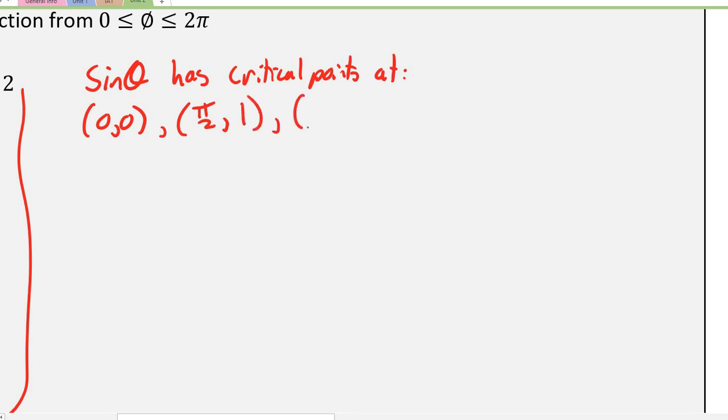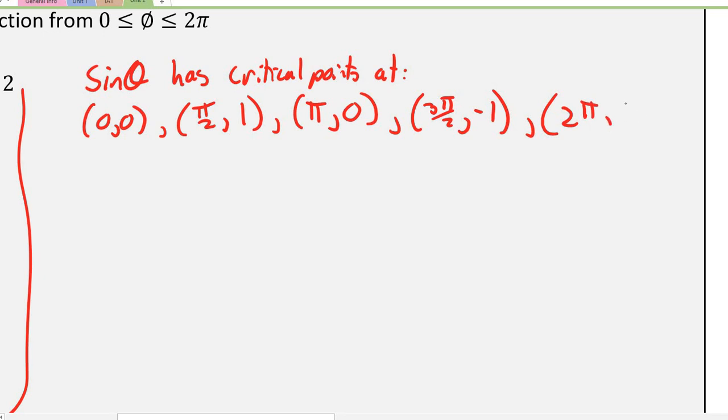After it gets up to the peak at 1, it goes back down to the midpoint at pi. And then we have a trough at 3 pi on 2. And then we go back to the midpoint at 2 pi, comma 0. Are you all happy with representing it as critical points instead of the graph? Does that make sense? Do you see what I'm doing?